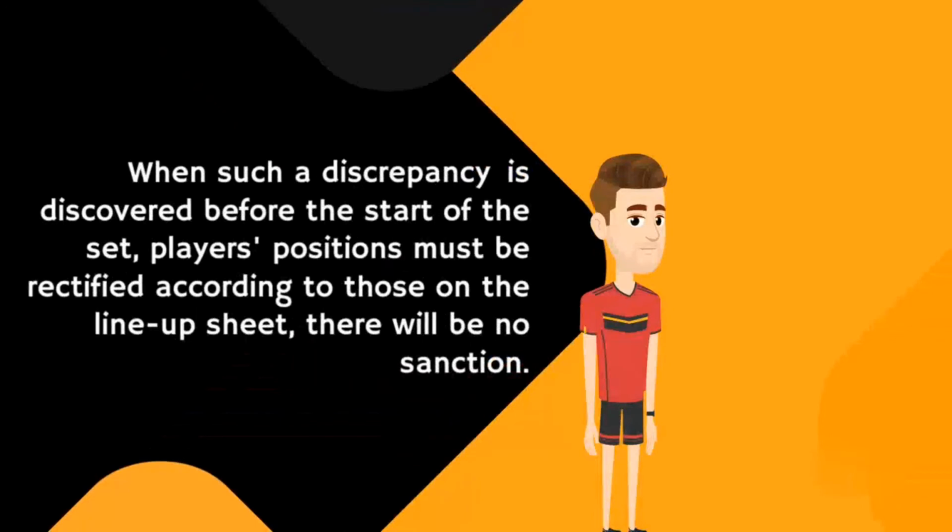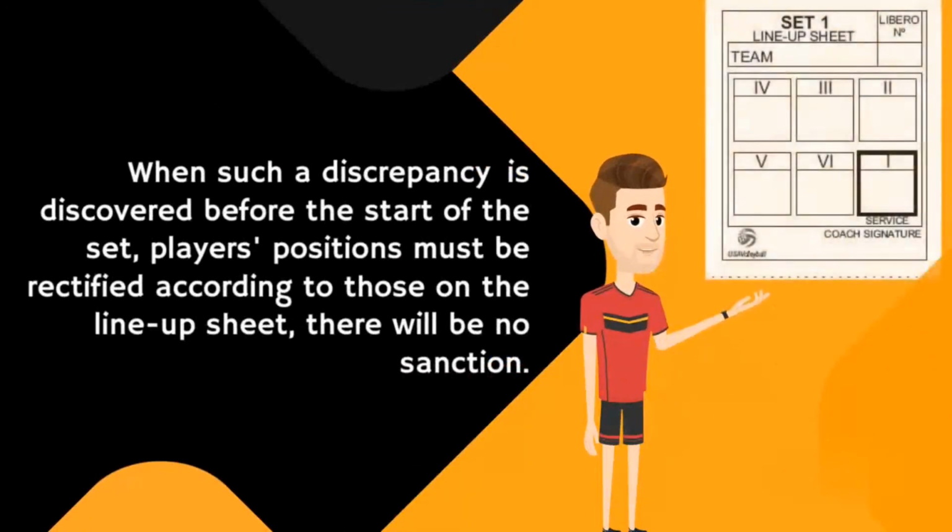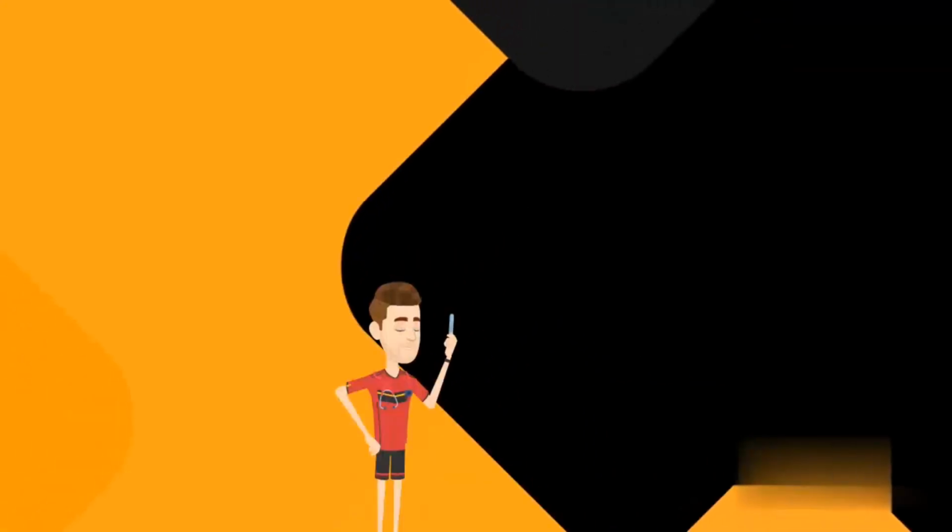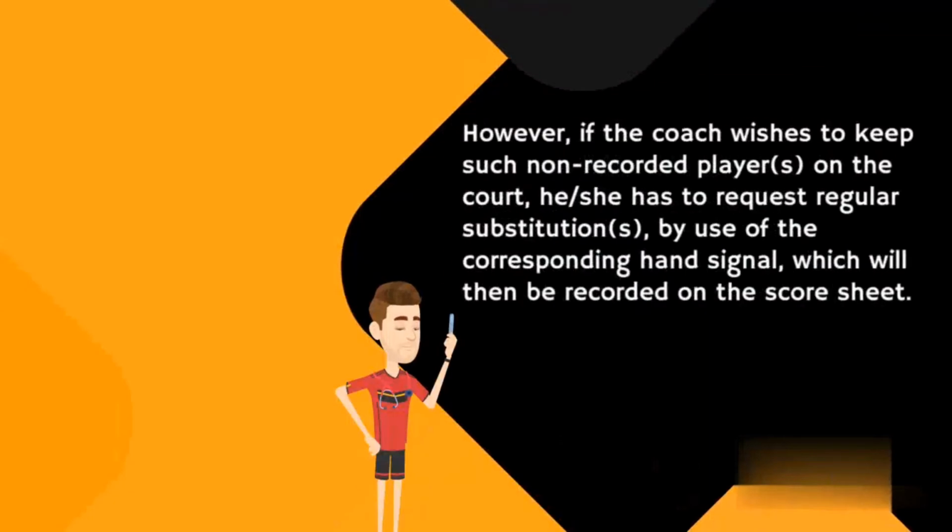Discrepancies between players' positions on court and on the lineup sheet are dealt with as follows. When such a discrepancy is discovered before the start of the set, players' positions must be rectified according to those on the lineup sheet. There will be no sanction. However, if the coach wishes to keep such non-recorded players on the court, he or she has to request regular substitutions by use of the corresponding hand signal, which will then be recorded on the score sheet.